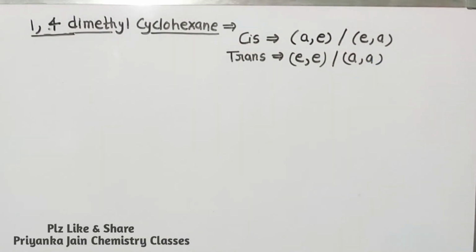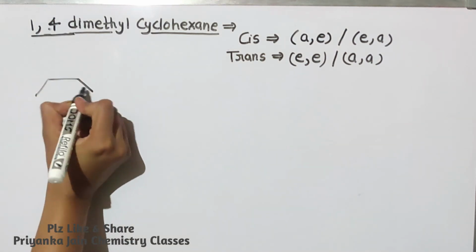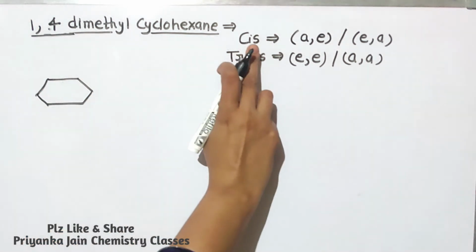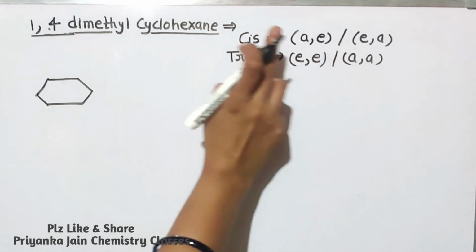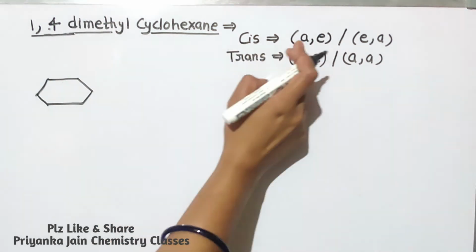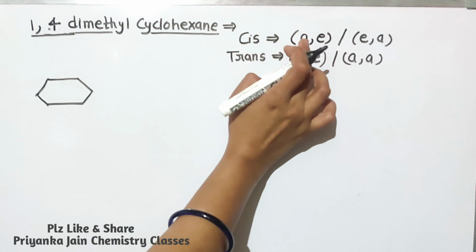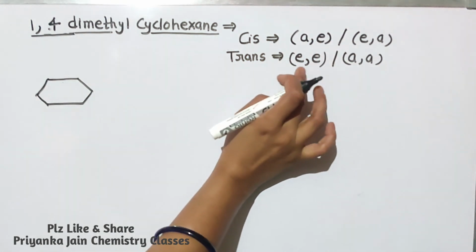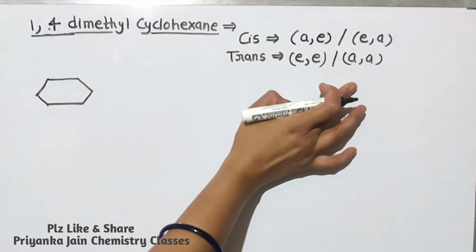Okay, now we will see 1,4-disubstituted cyclohexane, and we are seeing the case of 1,4-dimethylcyclohexane. When we are seeing the cis form, the condition is the same as in the case of 1,2-dimethyl. It means cis is one in which one is axial and the other is equatorial, and trans is one in which both are either equatorial or both are axial.